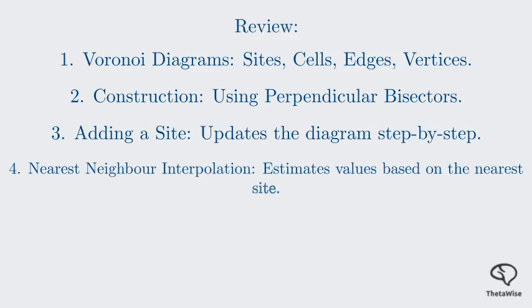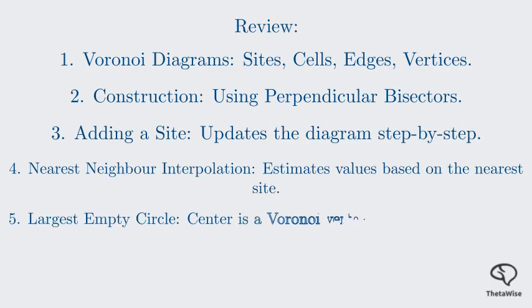Fourth, we looked at a practical application, nearest neighbor interpolation. This allows us to estimate values at unknown locations by finding their closest site in the Voronoi diagram. And fifth, we tackled the largest empty circle problem, which is solved by finding the Voronoi vertex that is farthest from its sites. This provides an optimal location for a facility. These concepts are fundamental in the IB Mathematics AI/HL curriculum and have wide-ranging applications in fields from science and engineering to city planning.